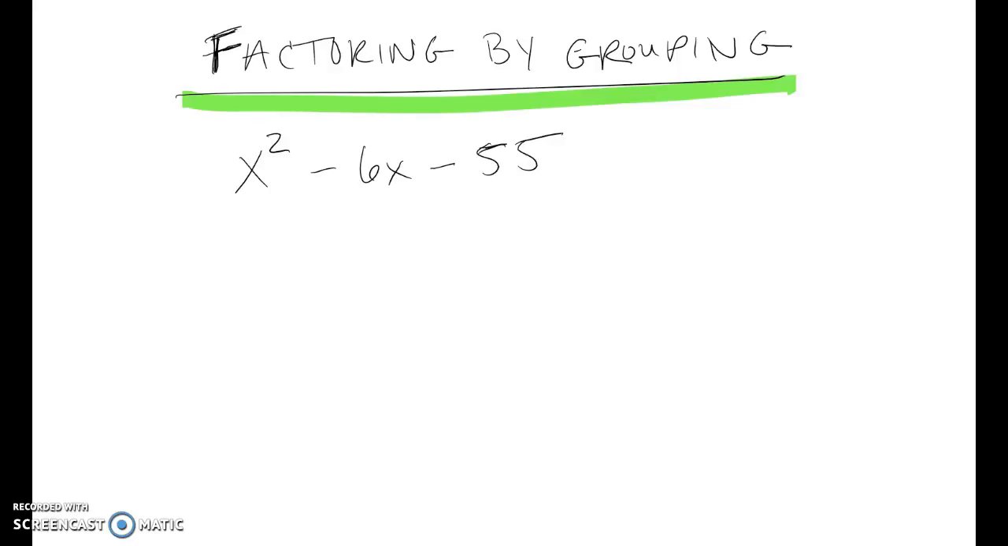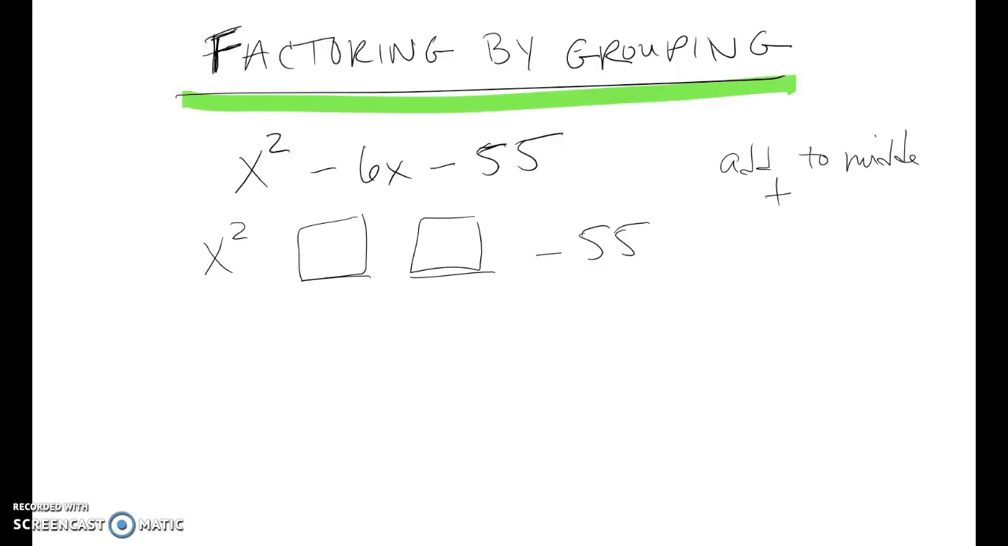So with factor by grouping, your first step is to take what is on the front and on the back and recopy them, and you always want to leave space for two terms that you're going to insert into the middle. Those two numbers need to add together to get the middle term, which is your -6. So that's what you're doing.